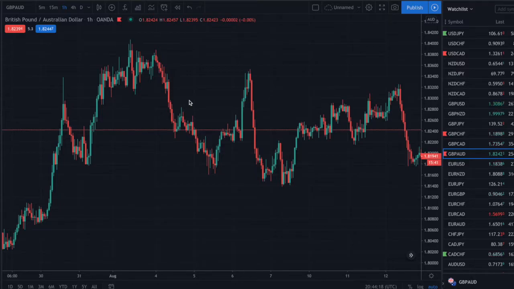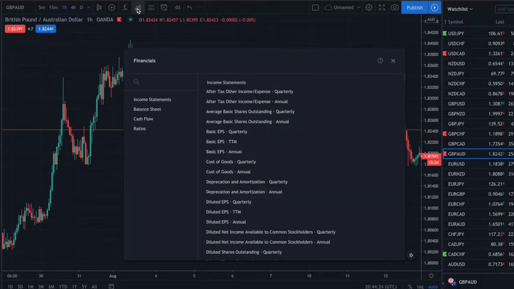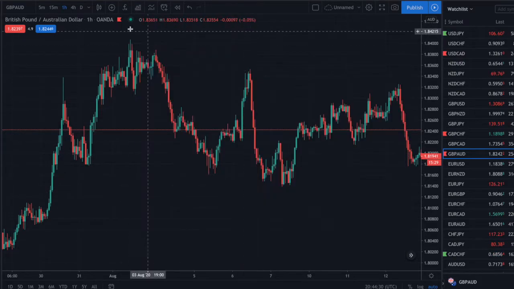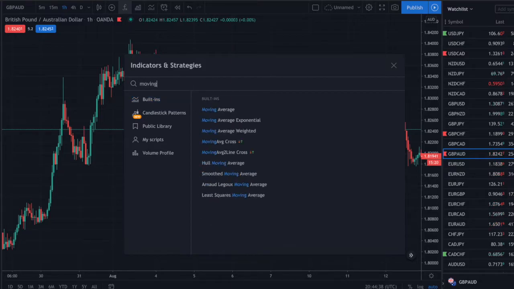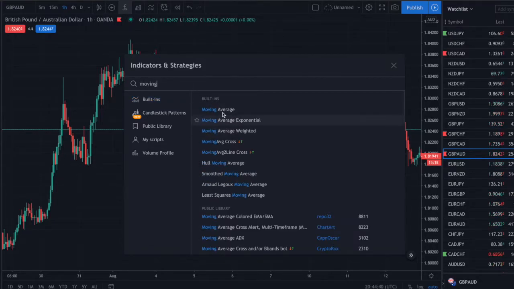Moving average and how they work. Basically, a moving average is a line that's going to show you the average of a specific number of candles. So I'm going to come here to indicators. We are on tradingview.com, and I'm going to show you what kind of moving average you have.